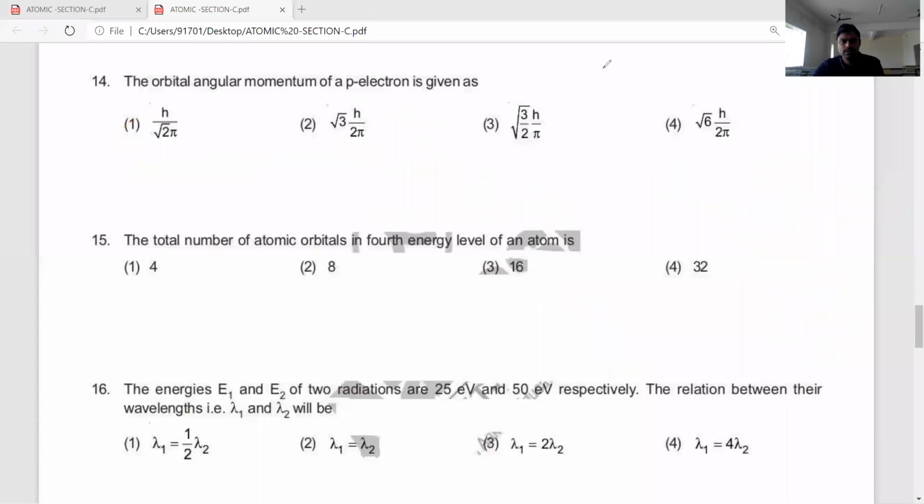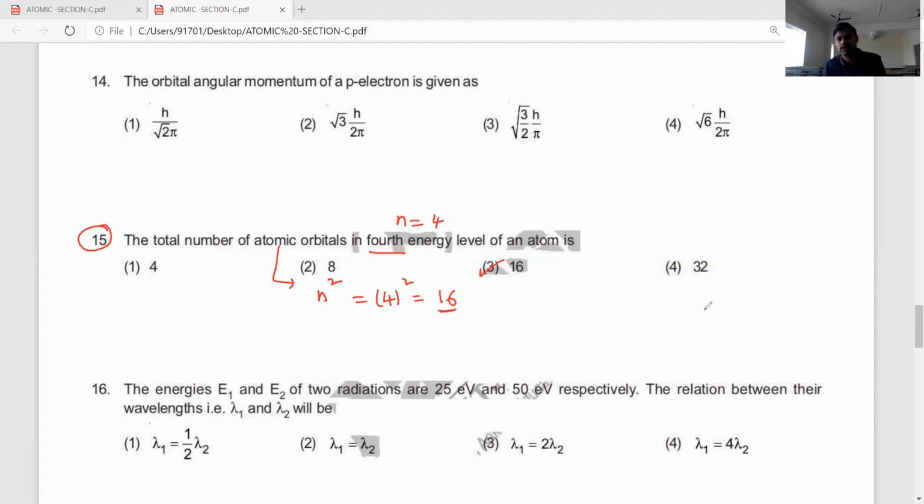Let's go for the next question. The 15th question is very easy. The total number of atomic orbitals in the fourth energy level: n is equal to 4. The formula is n square, so 4 whole square is equal to 16. The answer is 16. We can also solve this question theoretically.